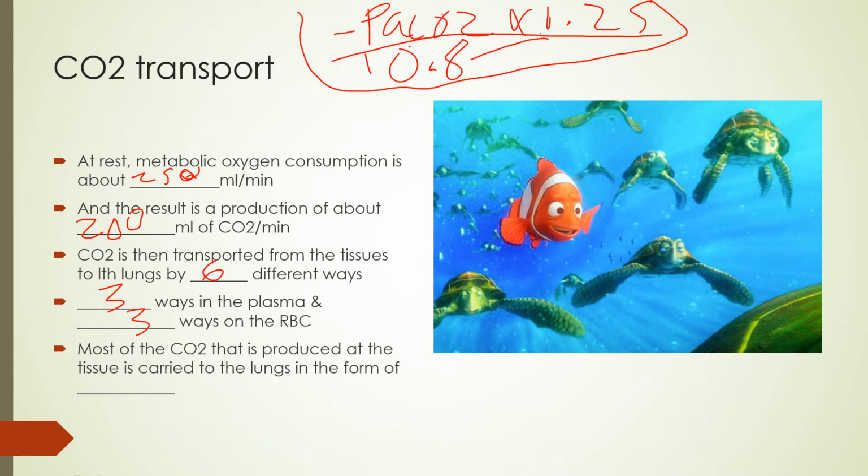Most of the CO2 that gets produced at the tissue is carried to the lungs. So who does most of the carrying? You know how we talked about between the hemoglobin and the plasma, who carries most of the oxygen? Well, when we're looking at CO2, who carries most of the CO2 to the lungs, right? Who does the bulk work? How do we get most of that CO2 from our tissues out of our body? Well, in this case, it's mostly carried to the lungs in the form of bicarb. So I'm just going to do HCO.